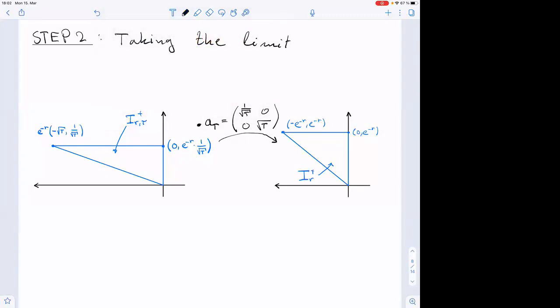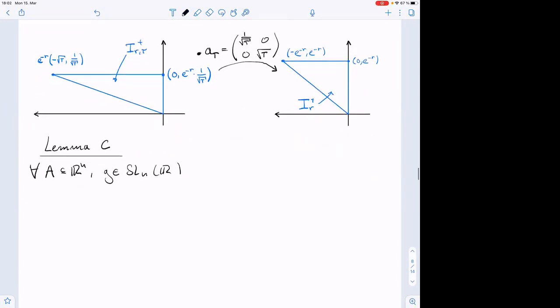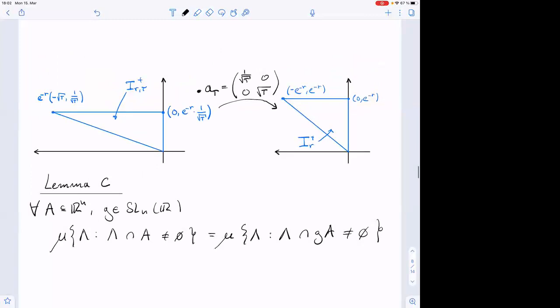But to use this for anything, we need a small lemma. But again, that's really just a tiny computation. I call it lemma C. Lemma C tells us that if we have a subset A of Rn, so this is for any subset of Rn, and any element g in SLn(R), then the measure of lattices that intersect A non-empty is the same as the measure of the set of lattices that intersect g(A) non-empty. But that means in particular that multiplying by this a_T has not changed the measure of the set that we're looking at.